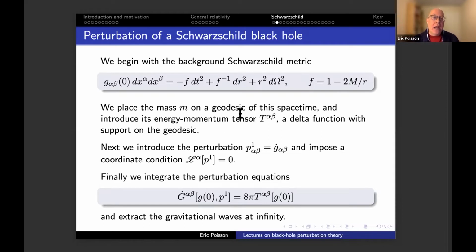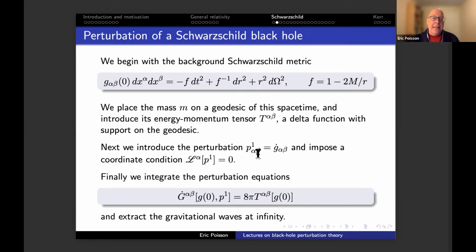And here we can think of the energy momentum tensor of the body as being that of a point mass. So I'm modeling the extra body as a point mass in the Schwarzschild spacetime, and I can describe it as a delta function. Those are little technical details that are not important for most of the discussion, but that's something maybe to keep in mind.